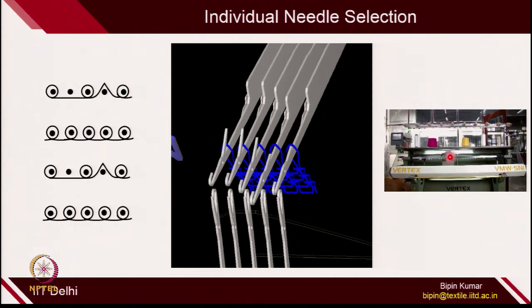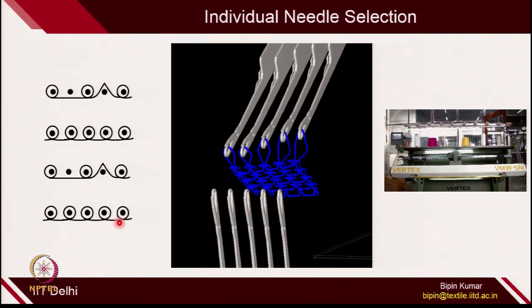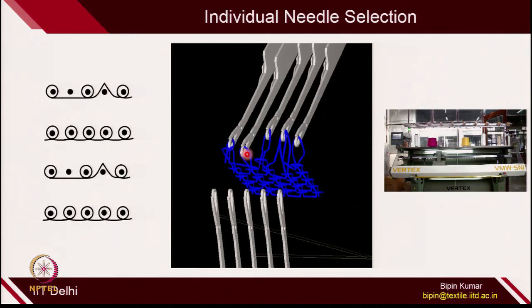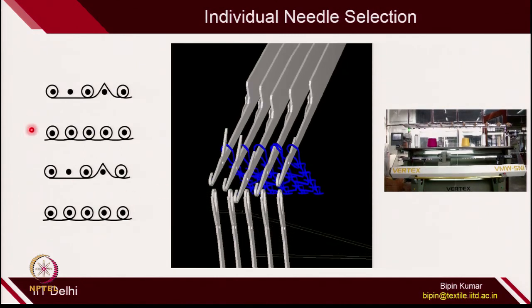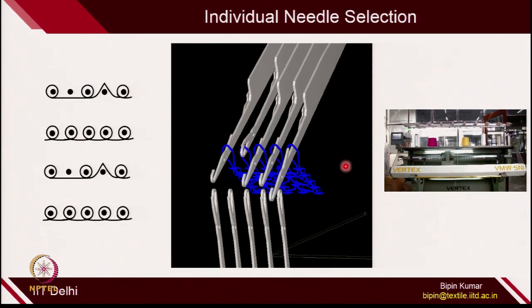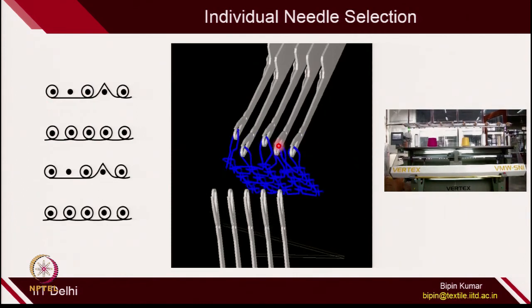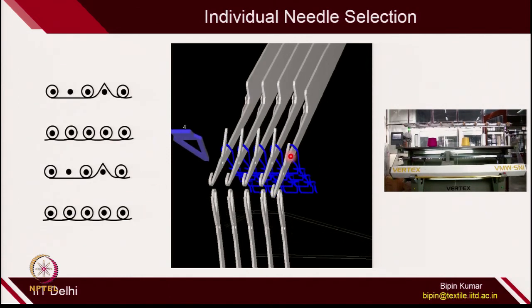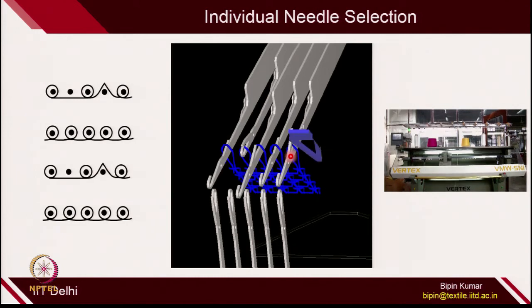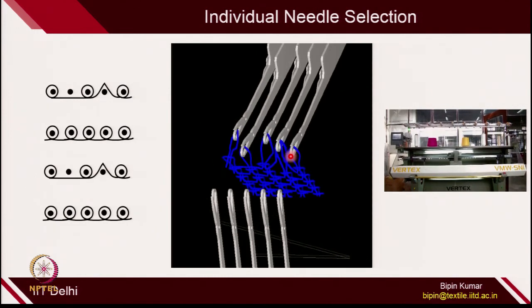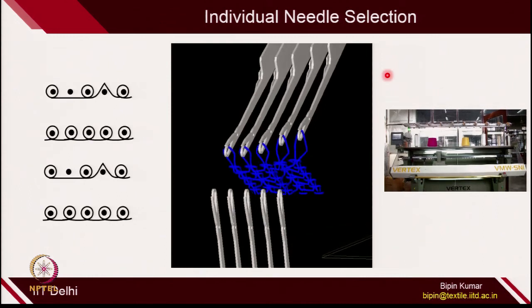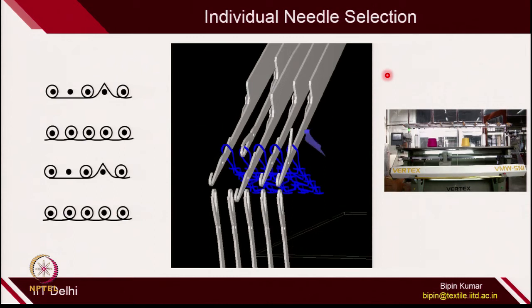So you can see here on this machine, in the first course all loops have been formed. In the second course, you can see the second one is not raised, so it is making float, and this one is making tuck, and in the third course all are making loops. In the fourth course you can see again the second needle is making float and this needle is making tuck. So on the same bed any needle can be selected for making any type of stitch. This is a really smart and innovative achievement in the field of weft knitting technologies, and it gives the fabric manufacturer a lot of freedom to play with any designs at any location.